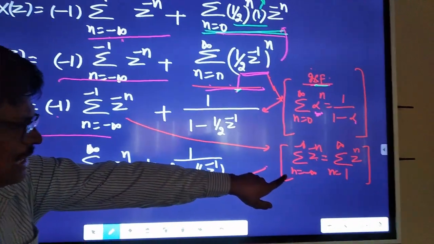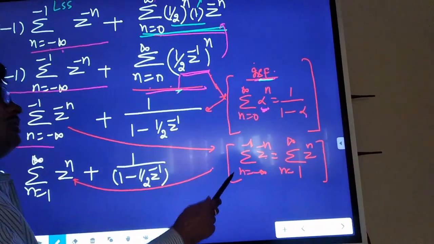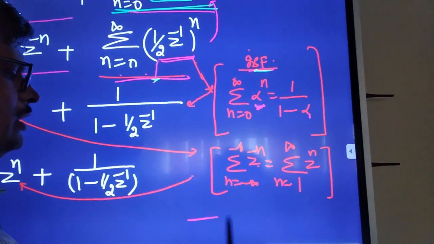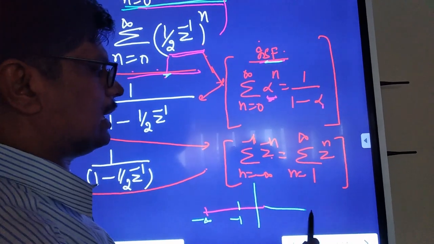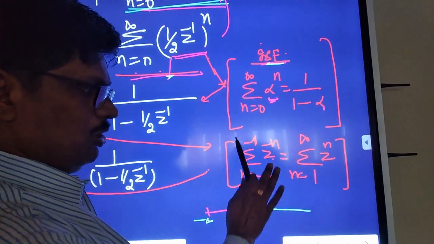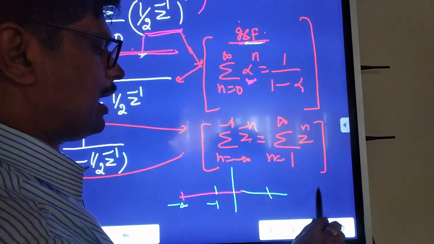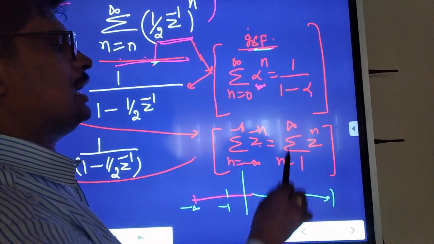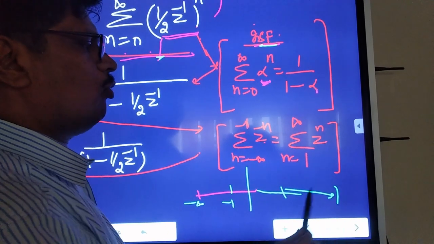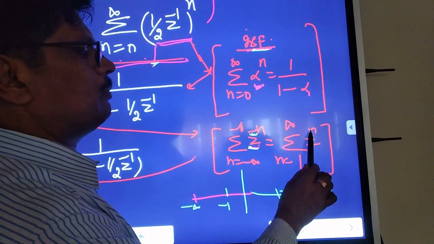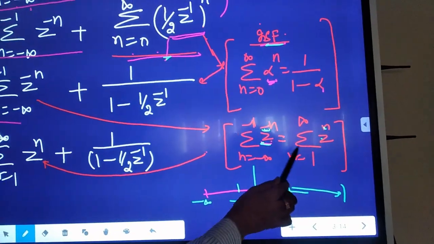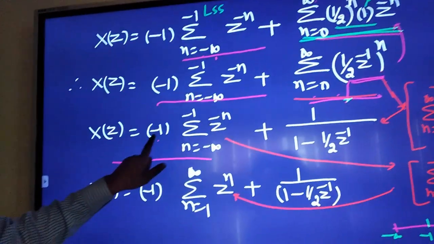What does that formula say? Any summation that goes from minus infinity to minus 1 on this side, with z to the power minus n, is the same as going from 1 to infinity on the right side, in the reverse way. Wherever there is a minus, it becomes a plus, z to the power plus n. This is the formula. Now let me use this formula here.